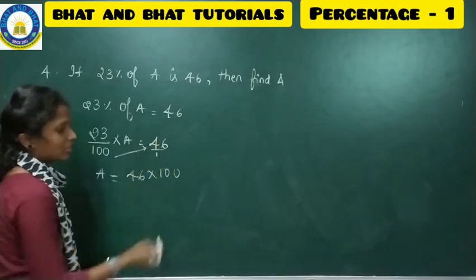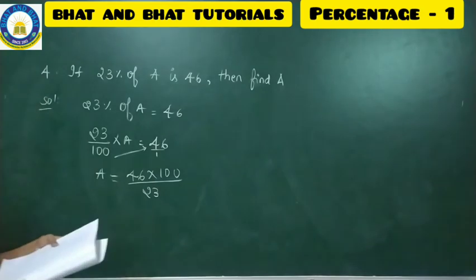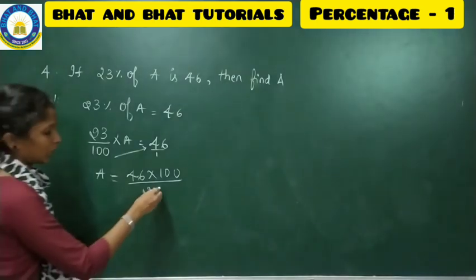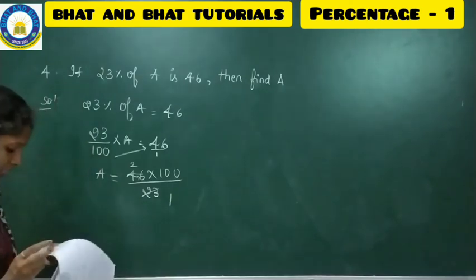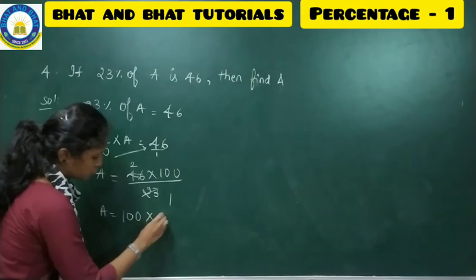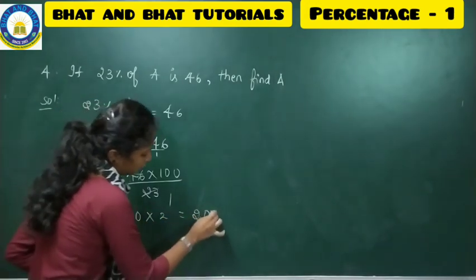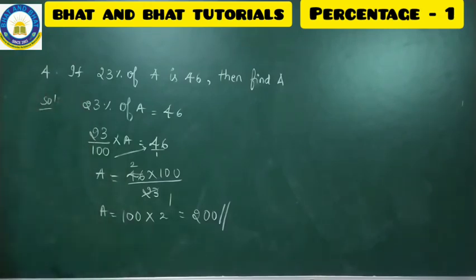Nothing is there, it's 1 only, divided by 23. So now 23 ones are 23, 23 twos are 46. So now A is equal to 100 into 2, that will be equal to 200. So therefore the value of A is 200. Make a note.